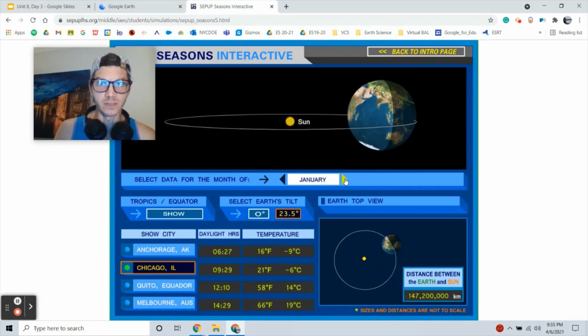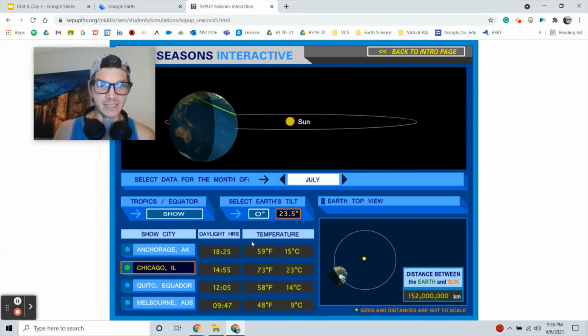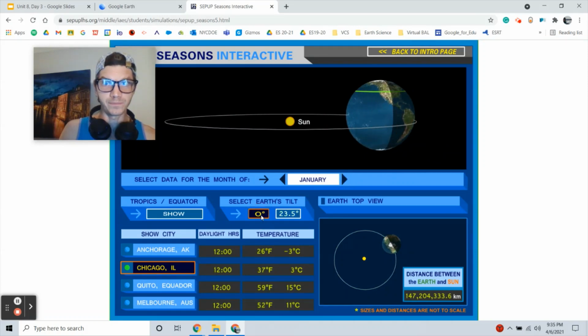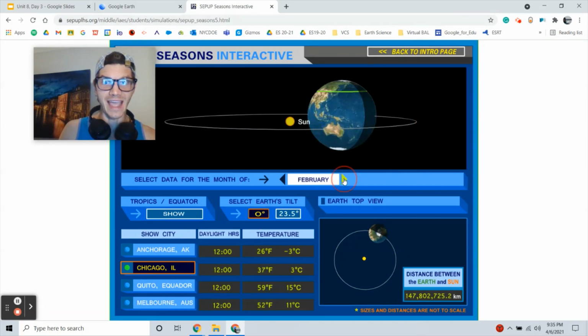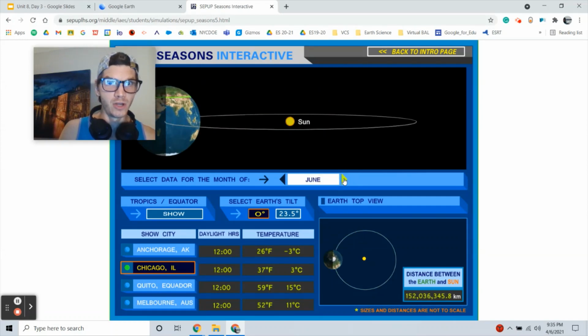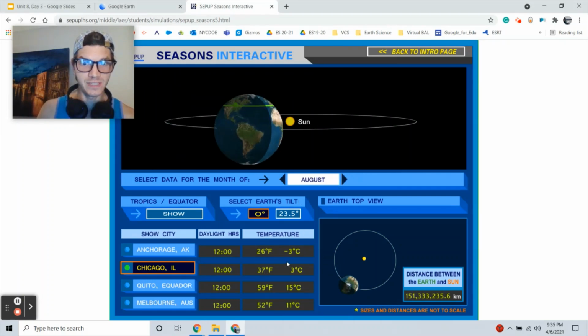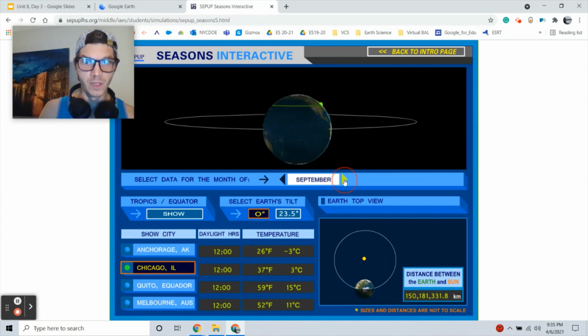If there was no tilt, let's take a look at what would happen. First off, with the 23.5 degrees, we have a difference of 21 degrees and 73 degrees, so about a range of 52 degrees Fahrenheit. If there was no tilt, then the angle of incidence would be the same no matter what the month is. As the Earth rotates, no matter where Chicago is, it's going to get that same angle of insolation. So because of that, if the tilt is 0, we're going to see the same temperatures throughout the year.